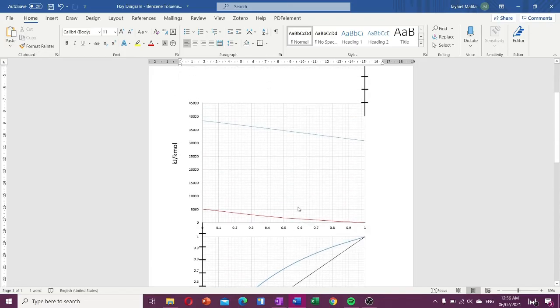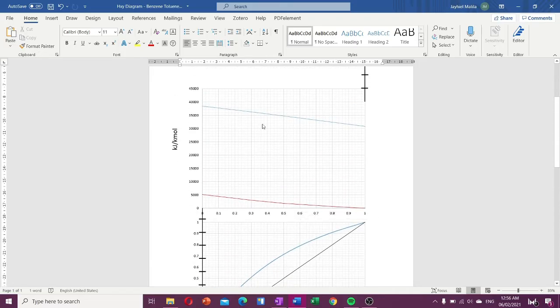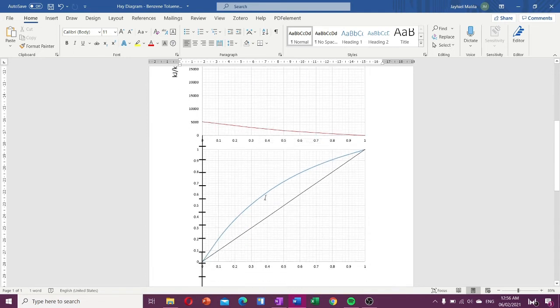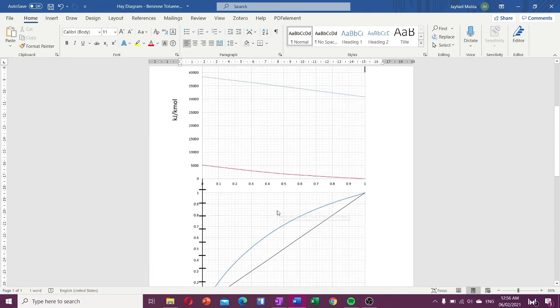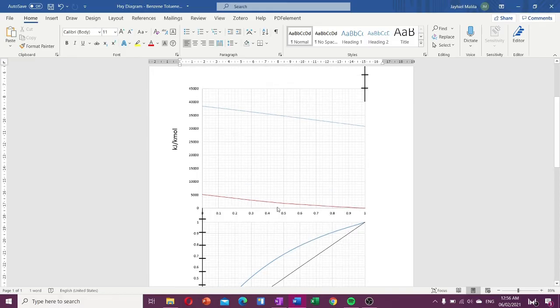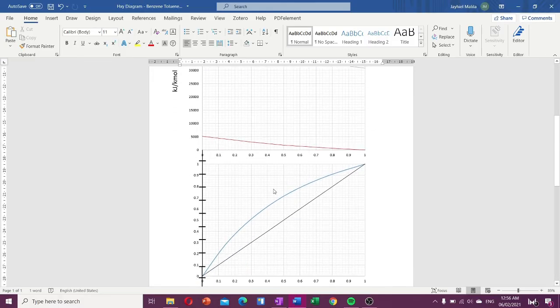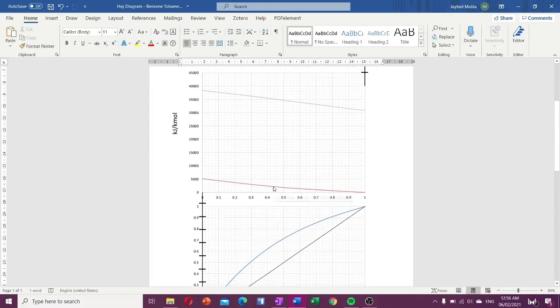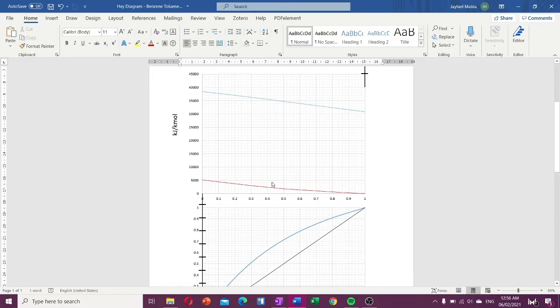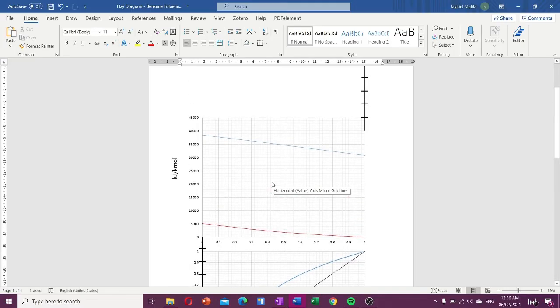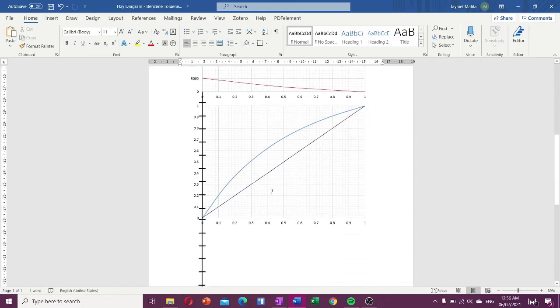Just to remind you, this is a combination of an HXY diagram, which is this one, and this is the XY diagram below. If you ask me why I am using HXY together with an XY diagram, the purpose is for me to locate the tie lines or the equilibrium lines, which most HXY diagrams do not have. So it must be coupled with XY diagrams at the bottom to guide us with the tie lines.